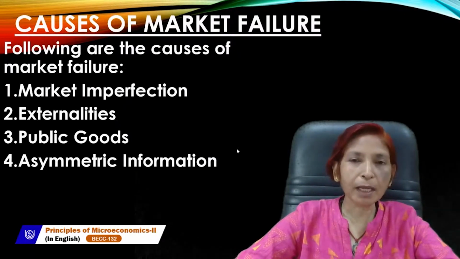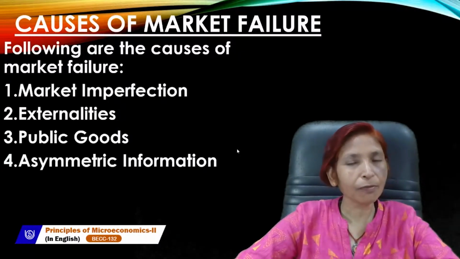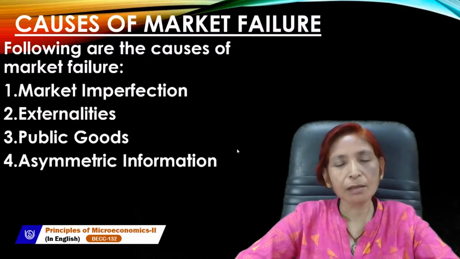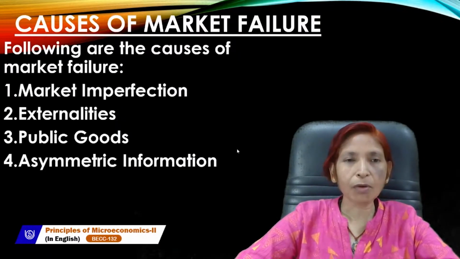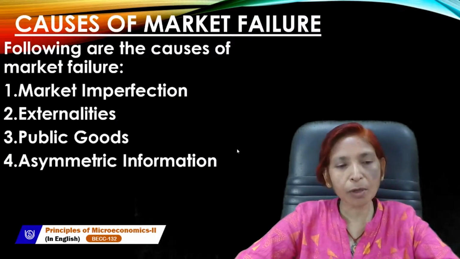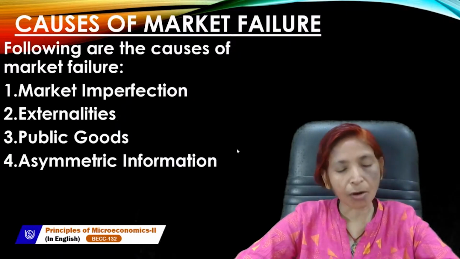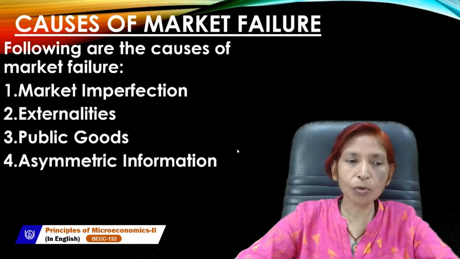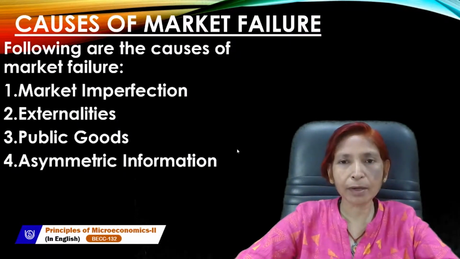Next point is public goods. Public goods are also a main cause of market failure. Public goods are those goods which are provided by the government for all, or we can say that public goods are those goods which are collectively consumed by all the consumers, whether they are paying or not. All can use public goods. And the fourth point, which is also a main cause of market failure, is asymmetric information.